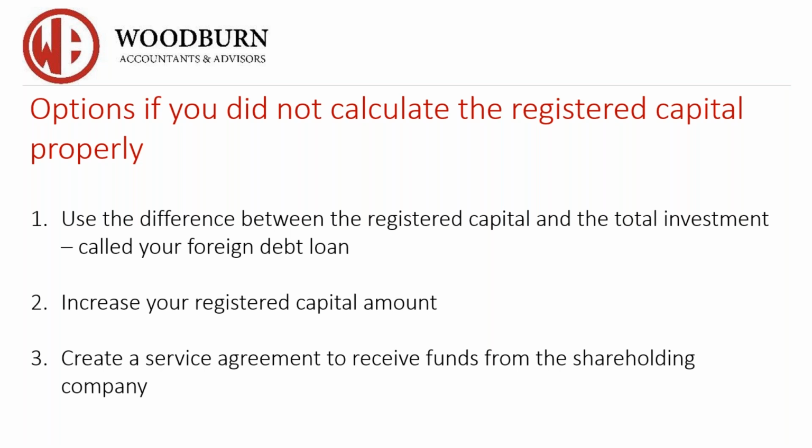The downside to this is that you will have to set up a foreign debt loan account with your bank, which takes a minimum of 25 to 30 working days, plus the application of approval to get that money in. So in total, you're looking at anywhere between 8 to 12 weeks to be able to get that money in.